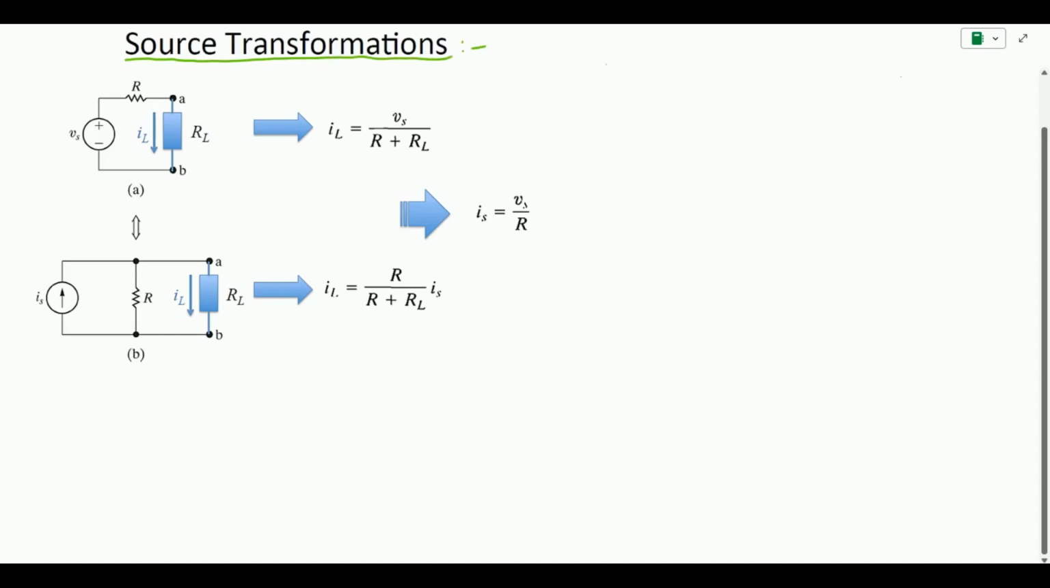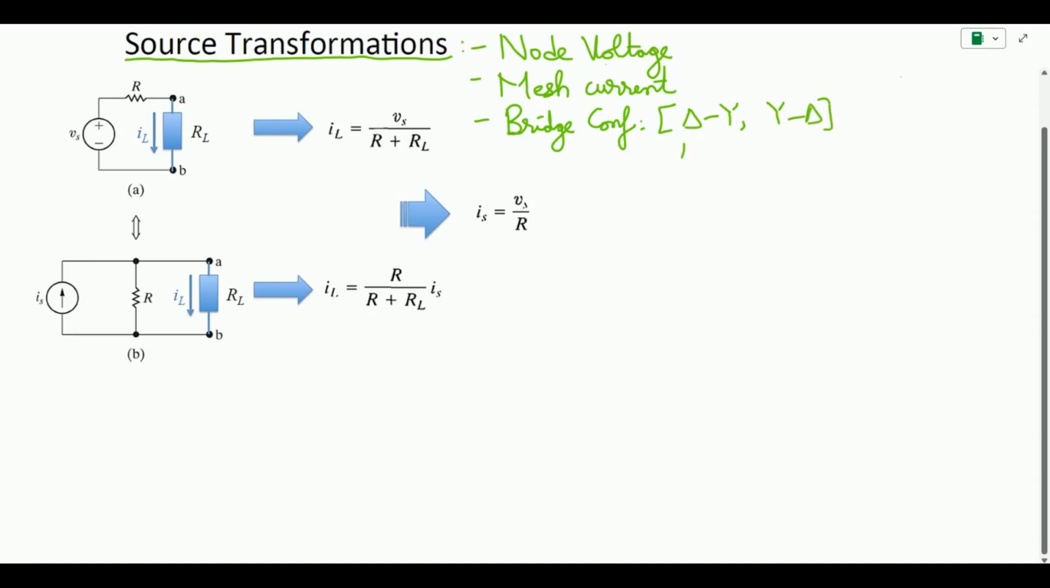Before this technique, we already know that we can solve any circuit by using the node voltage method. We can solve it using mesh current analysis. We can also simplify any complex circuit if we have bridge configurations. By bridge configurations, I mean the delta to Y and Y to delta conversions, also known as pi to T and T to pi conversions. Apart from this, we also know the resistance simplification techniques, where we find the R equivalent, whether it is in series or parallel configuration.